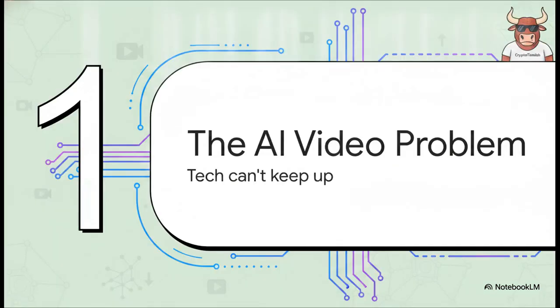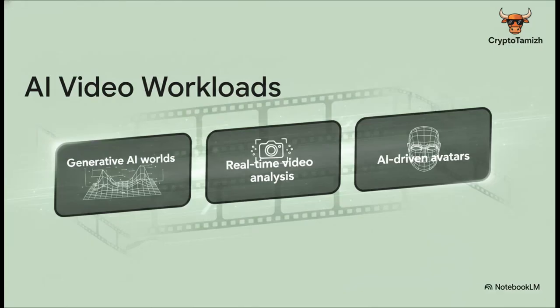Kicking things off with Chapter 1, the AI video problem, and why current tech just can't keep up. Did you know roughly 80% of all internet bandwidth is already eaten up by video? It's huge. It absolutely dominates internet traffic. But here's the catch. The new wave of real-time AI applications needs continuous instant processing for every single frame. We're talking about entirely generative AI worlds rendered on the fly, real-time video analysis, and AI avatars that react to you instantly. It's wild.